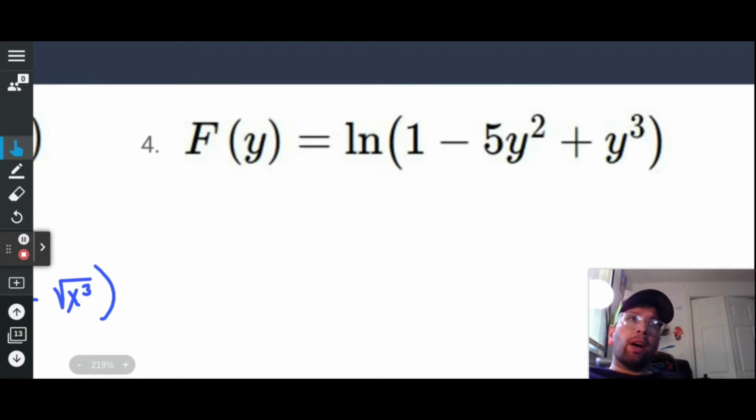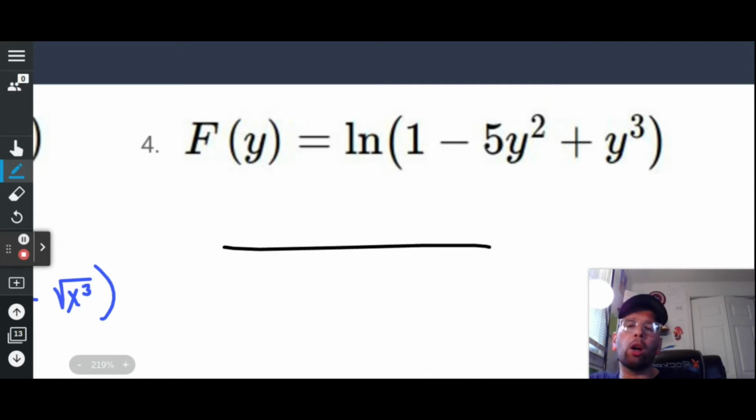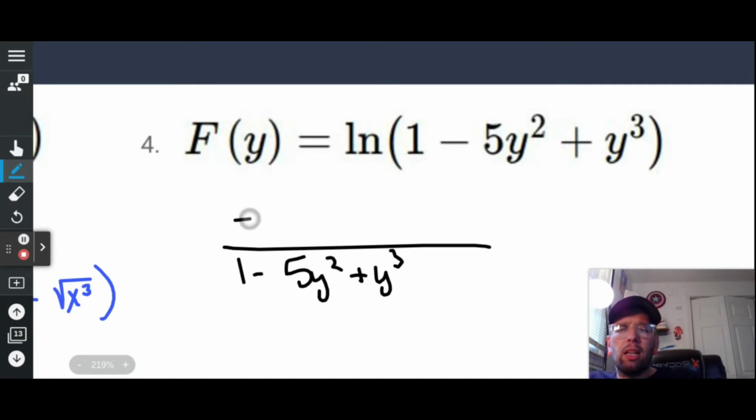Usually I'm taking the derivative of ln of x. Well, now I'm taking the derivative of ln of stuff. So my inside stuff is 1 minus 5y squared plus y cubed. So we take the derivative of the outside, which is ln, so I get 1 over, keep the inside stuff, 1 minus 5y squared plus y cubed. Multiply the whole thing by the derivative of the inside stuff, which is negative 10y plus 3y squared. Yeah, and that's f prime of y.